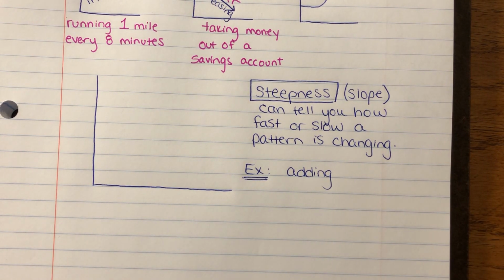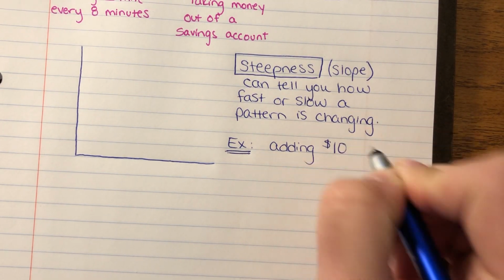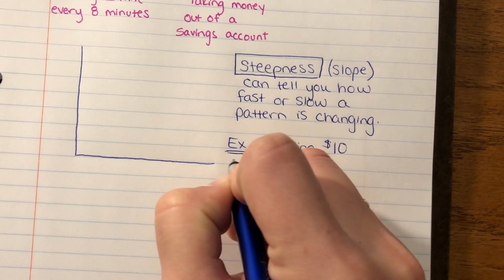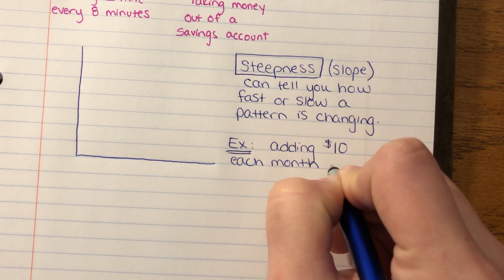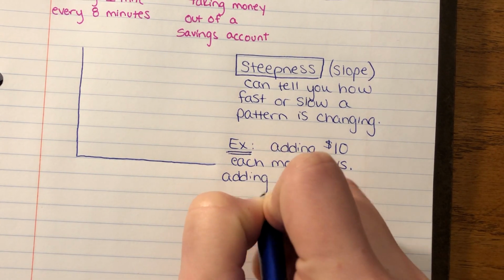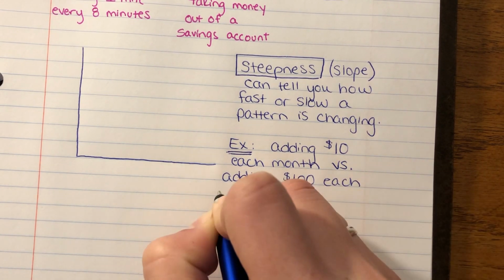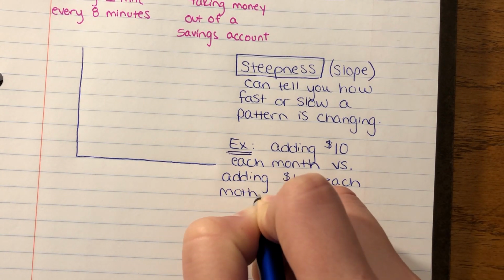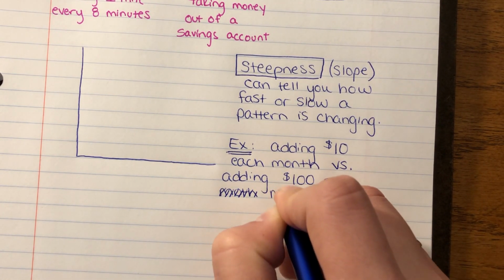So in our money example, we're going to pretend that we're comparing two bank accounts. In one bank account, we add $10 each month versus adding $100 each month. Oops, not moth. Month with an N.